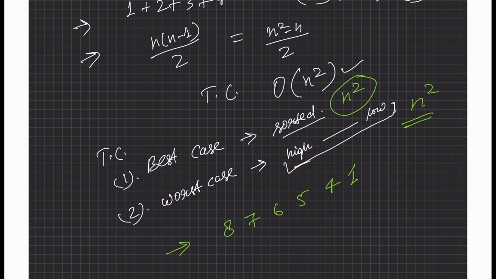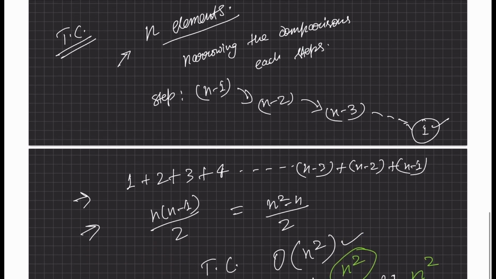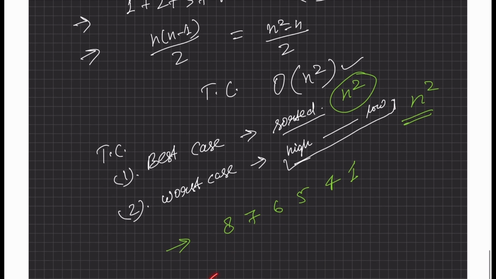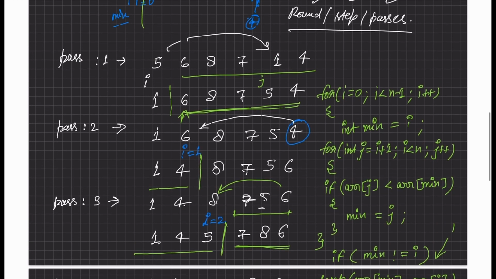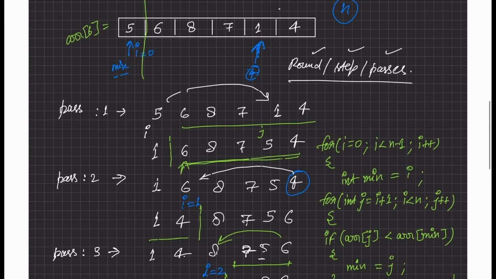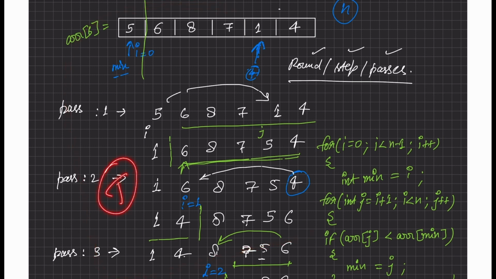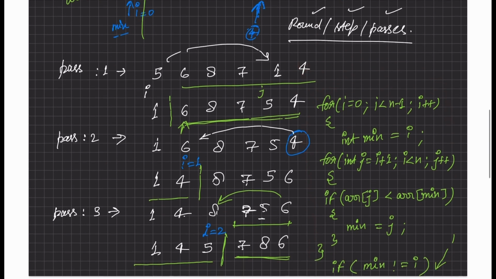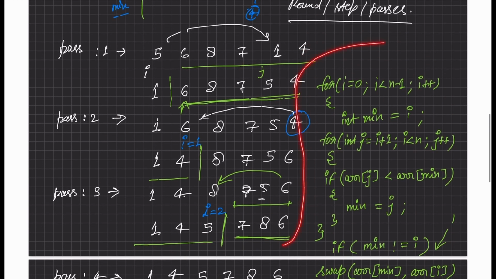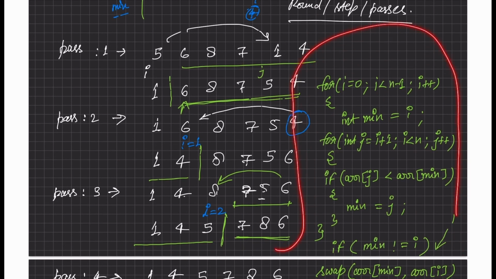So in the best case, we have seen that the time complexity is n square. In the worst case, the time complexity is also n square. So these are the time complexities of selection sort. Now I hope that you have understood the topic of selection sort, what the time complexity is and how selection sort works. And we have already checked the codes. So that was all for the selection sort.